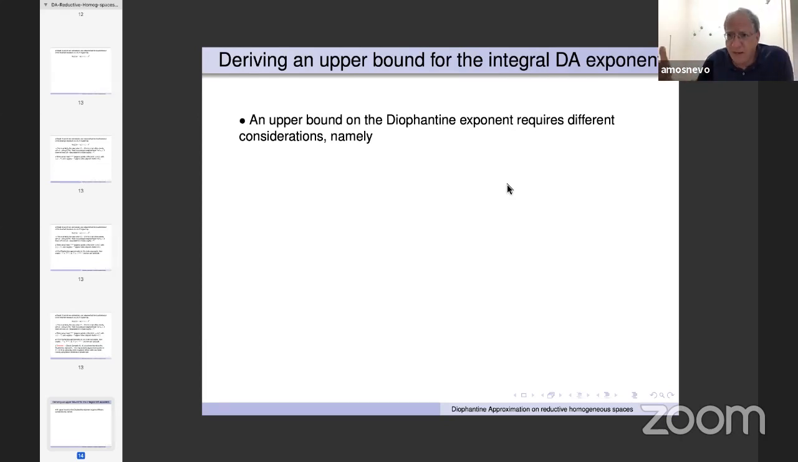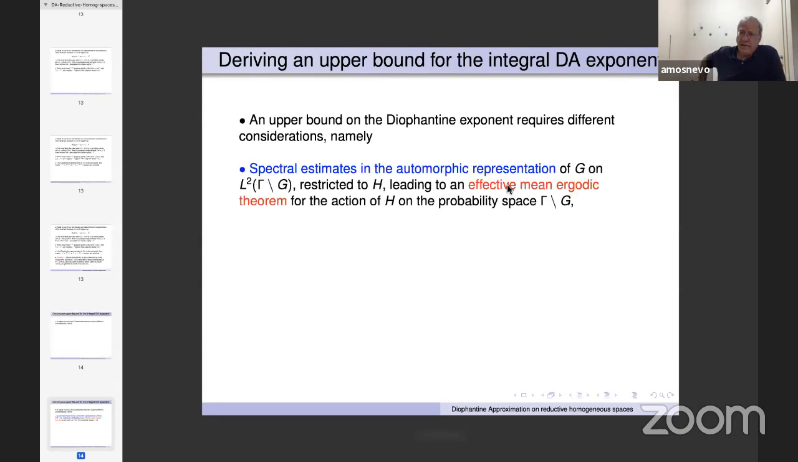And they would depend greatly on the various ingredients that we have here, G, H, gamma, etc. So these considerations are first, spectral estimates in the automorphic representation of G on L2(G mod gamma). But, and this is maybe the absolute key point here, the spectral estimates restricted to H. I'm going to emphasize this for the rest of my talk. The spectral estimates in the automorphic representation of G on L2(G mod gamma) are viewed from the eyes of H, namely the representation is restricted to H.